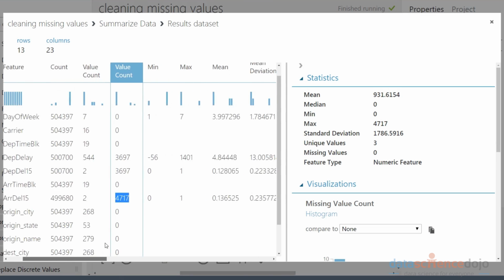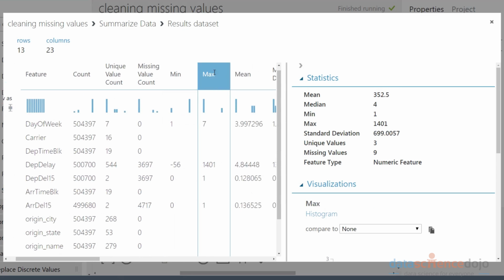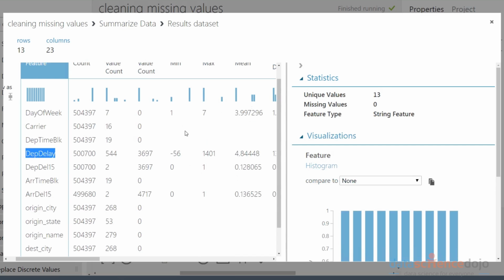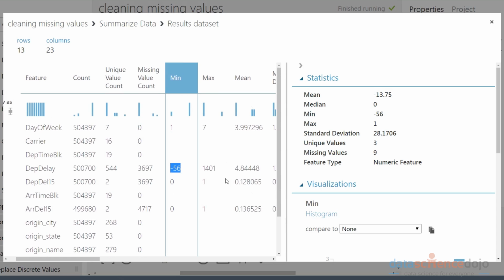But while we're in here, let's look at some more summary statistics. We get the min and the max, the range of the dataset. What are the extremes of the dataset? What is the hottest day? What is the coldest day? If you look at departure delay, this is a numeric value. One flight left 56 minutes early. This flight left 56 minutes ahead of advertised.